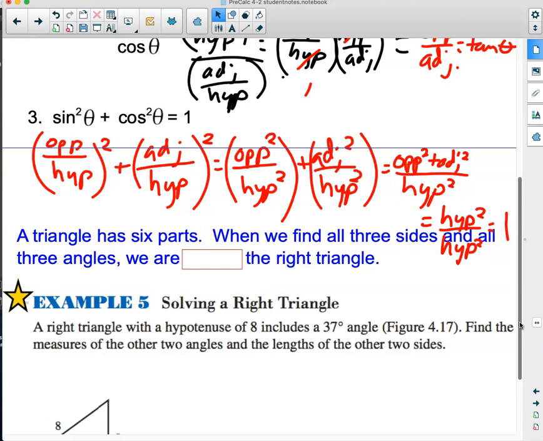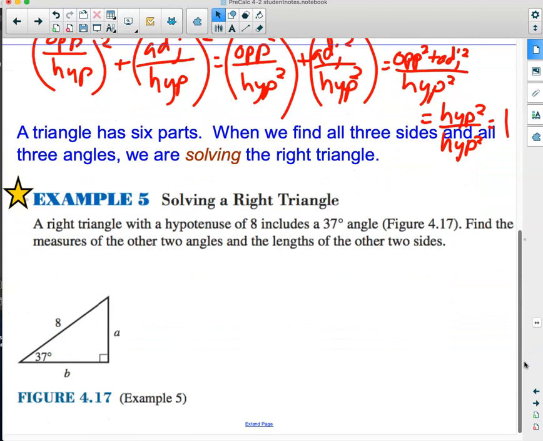Now, a triangle has 6 parts. When we find all 3 sides and all 3 angles, we are said to be solving the right triangle. So with these problems, you're going to get most of the time a picture or a description of some of the sides and the angles in your triangle, and they're just going to say solve. And solve means we're supposed to find anything that's missing. Anything that's not clearly labeled.